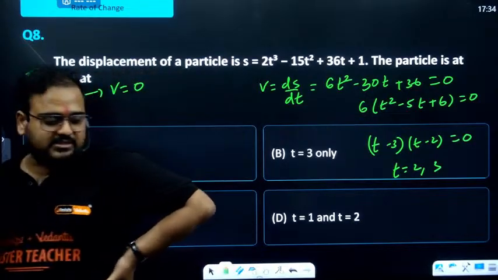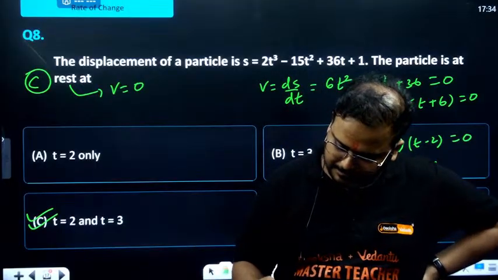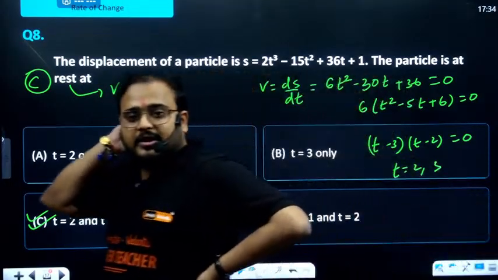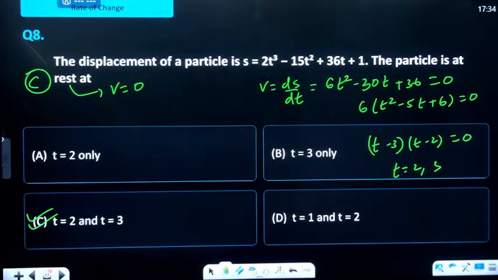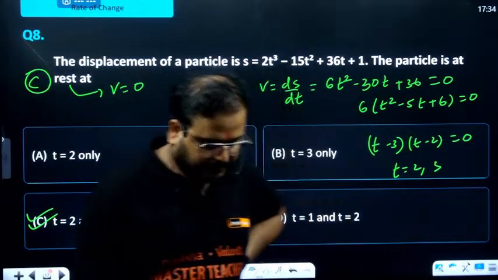Anyone is getting a different answer, please let me know. Ram, are you getting a different answer than this? Clear? Okay.